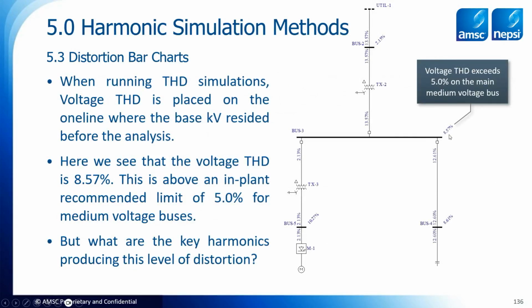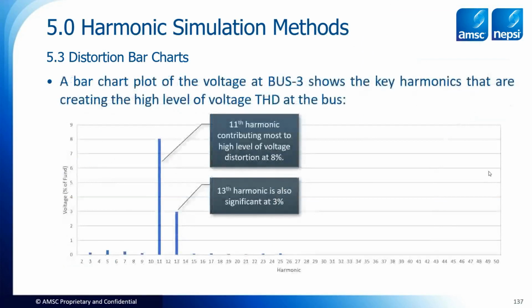So THD, similar to RMS, has the ability to hide answers. You kind of see what I mean? It's 8.57, and the 11th is nearly 8, but it's hiding the fact that there's a significant 13th harmonic here as well. So THD has to be looked at carefully, and getting a bar chart like this really helps you break it down.